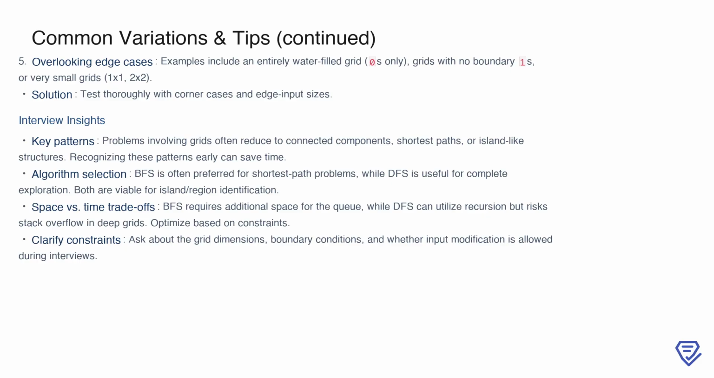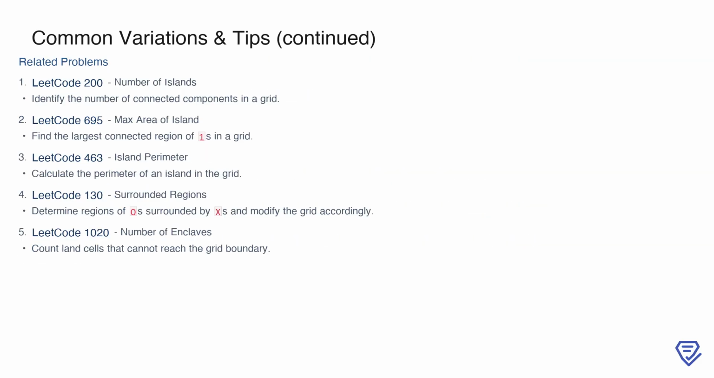Lastly, always clarify the constraints with your interviewer. For example, ask about grid dimensions, boundary conditions, and whether modifying the input grid is allowed. It's also helpful to familiarize yourself with related problems, as they often share similar techniques. LeetCode 200, Number of Islands, is about finding the number of connected components in a grid, which is a common pattern. LeetCode 695, Max Area of Island, focuses on finding the largest connected region of land cells.